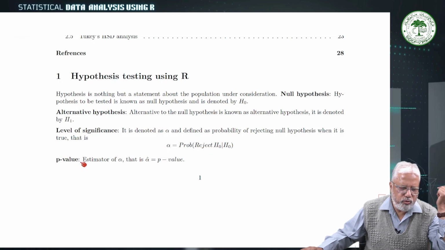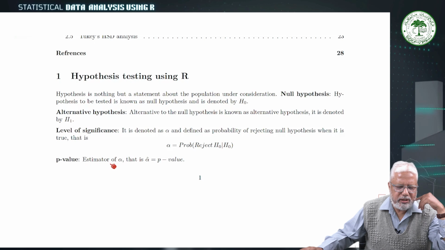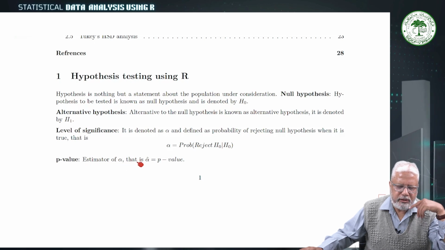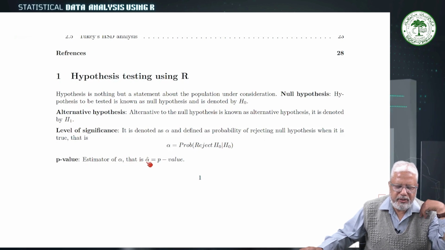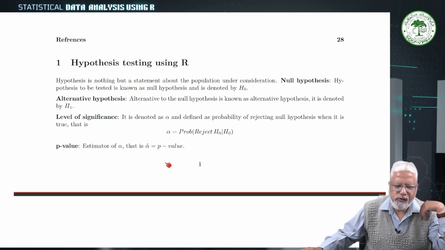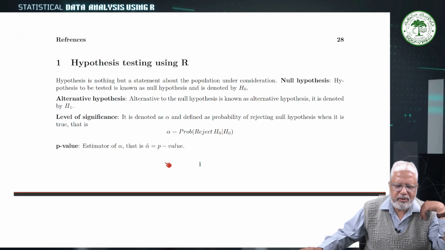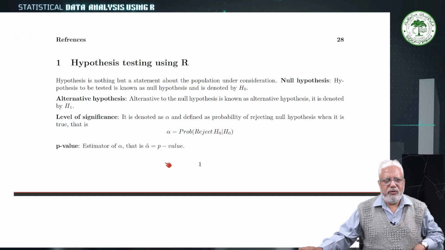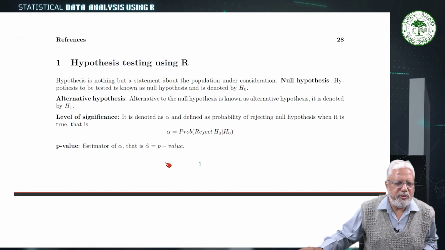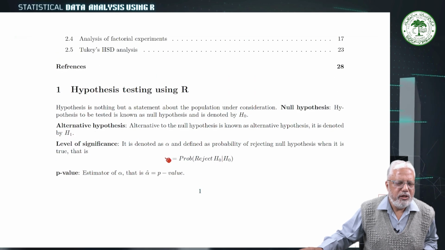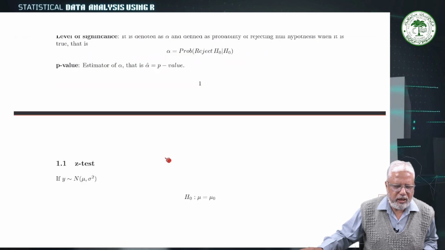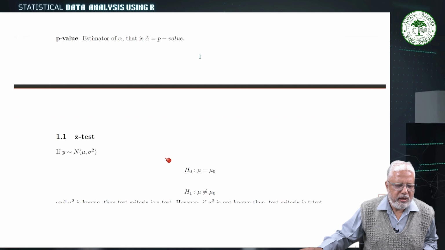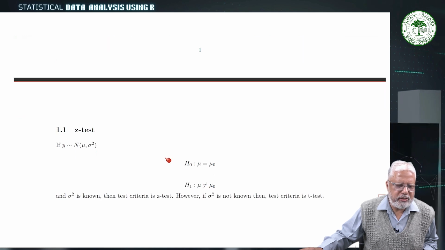And what is the p value? P value is nothing but an estimate of alpha. That is, alpha hat, the p value, is equal to the p value. So, these were some of the concepts which I thought should be defined in the very beginning, so that we can talk about all these things. The first most common test is the Z test.